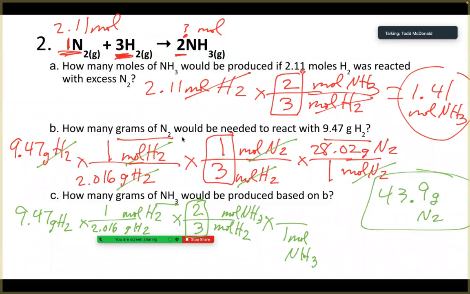And that again is 14.01 plus 3 times 1.008, which I think we did on a previous problem, 17.03. That's the molar mass of NH3.